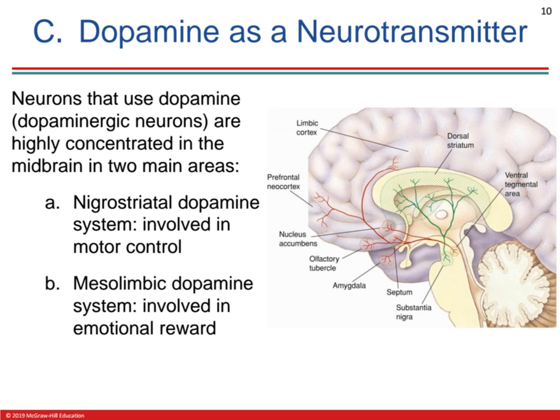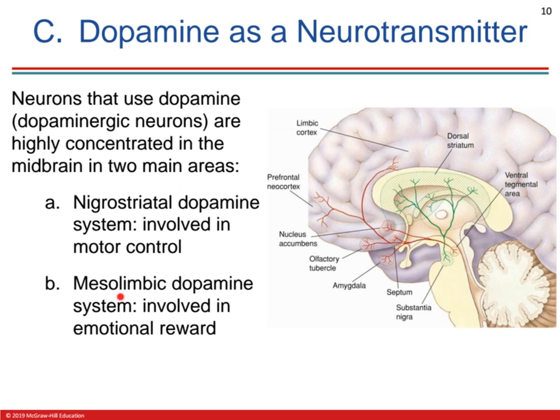Dopamine is another very important neurotransmitter. You have dopaminergic neurons in two areas of the midbrain. First of all, you have nigrostriatal dopamine neurons. These are involved in motor control. Those start in areas such as the substantia nigra, and they go to a striated region of the brain called the dorsal striatum. So this is involved in motor control.